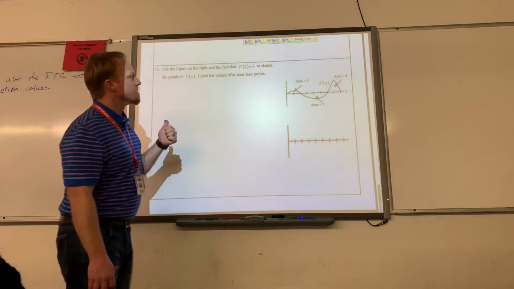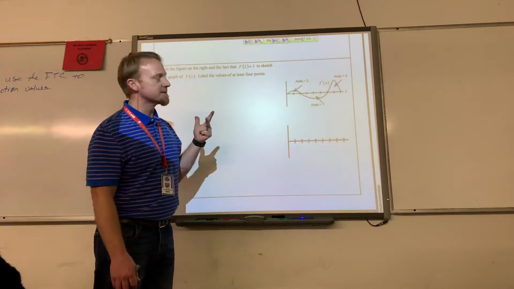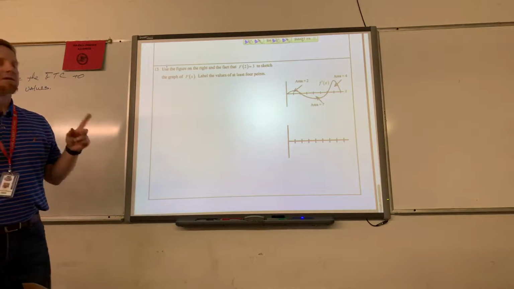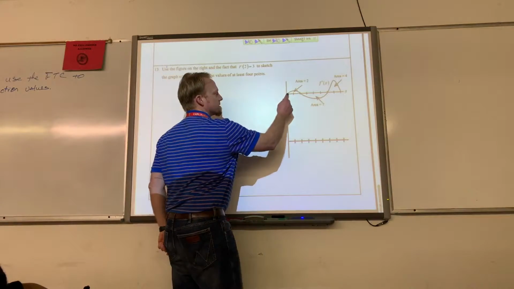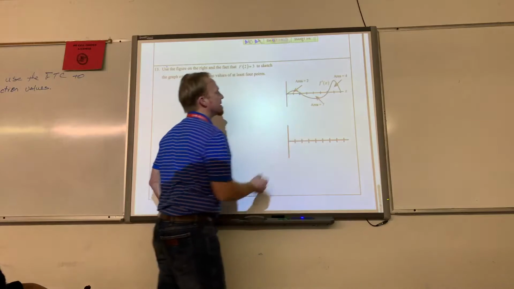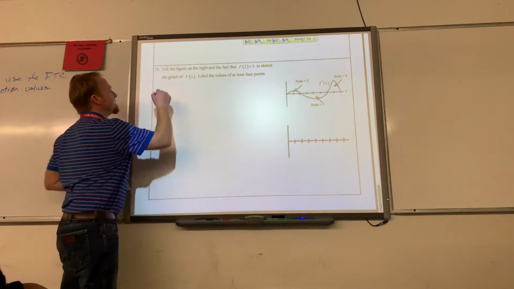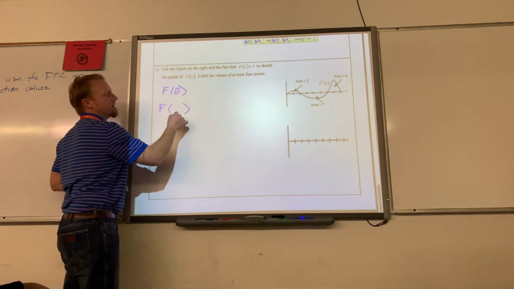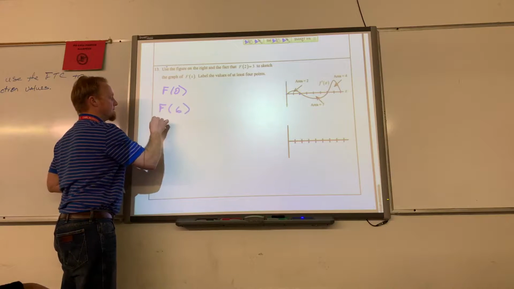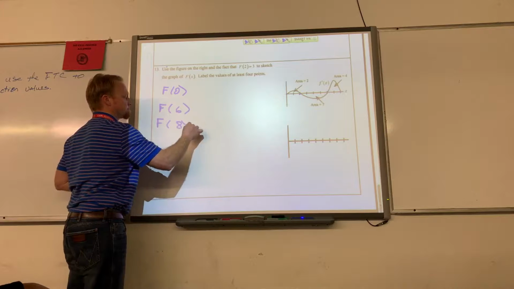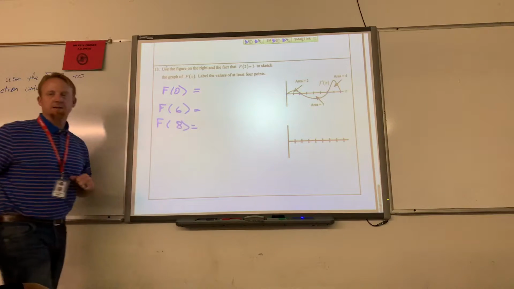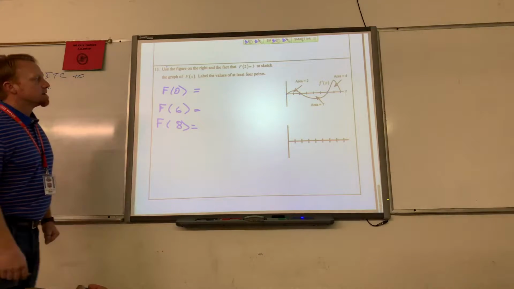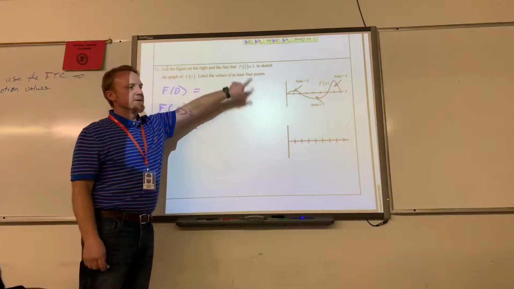Jennifer? 0. 0, 6, and 8. Very good. How'd you pick those out? That's where our critical points are. So here, here, here, and here. So I've already got f of 2. So I should be able to find f of 0. I should be able to find f of 6, and I should be able to find f of 8, because those are my critical points. Very good, Jennifer. I've already got f of 2. They gave me f of 2.